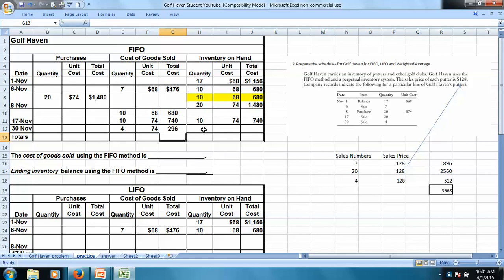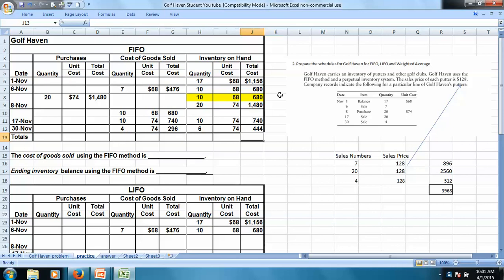How many putters are in the store and which putters? Well, we had 10 putters at $74. We sold 4 of them. We've got 6 putters left at a cost of $74, which is 6 times 74, for a total cost of $444 remaining in inventory. The cost of those putters to us, that's what we paid for them, $444 worth of putters sitting on our shelves, and we've got a total cost of the goods we sold.